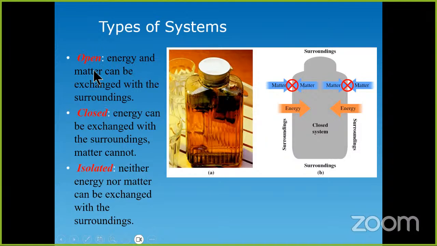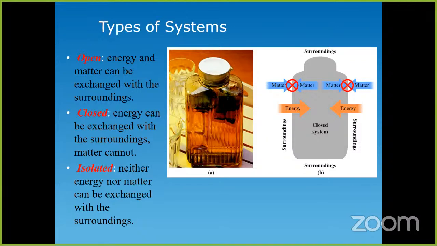In the case of an open system, you can have the exchange of energy and matter between the system and the surroundings. In the case of a closed system, energy can be exchanged, but not matter. And then in the case of an isolated system, you cannot have any exchange of matter or energy between that system and its surroundings, all right?